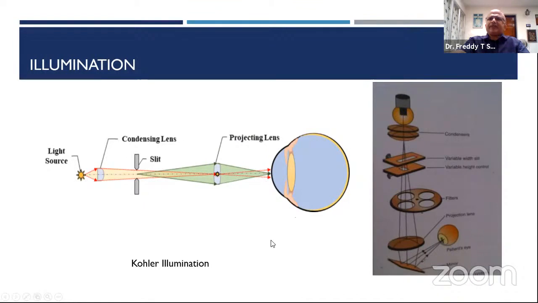onto the eye. So this is the light source, which can be a halogen lamp or an LED lamp these days, then a condenser lens. Then it has the slit system, then passes through various filters which you can choose, goes through a projection lens, and then into the mirror, into the patient's eye.